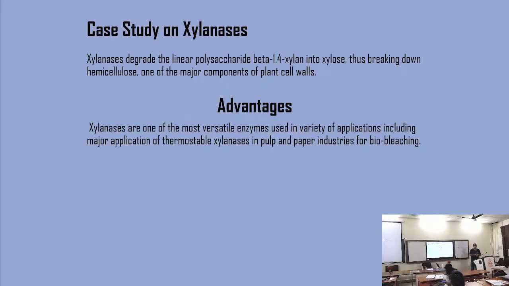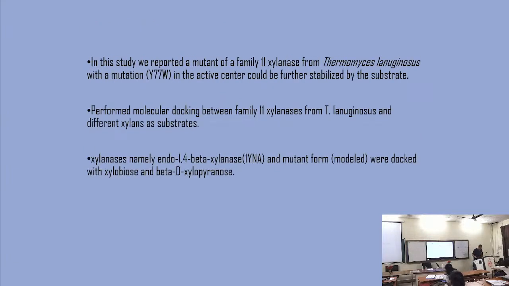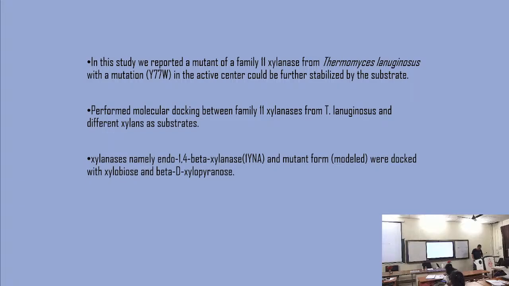So if any enzyme you are targeting, it can be improved by using specific tools. So what we did is that we completed the study of family 11 xylanases from Thermomyces lanuginosus. They are versatile enzymes, and we find that Y77W mutation can be better, and it can make the xylanase in more precise way, means for the application part.